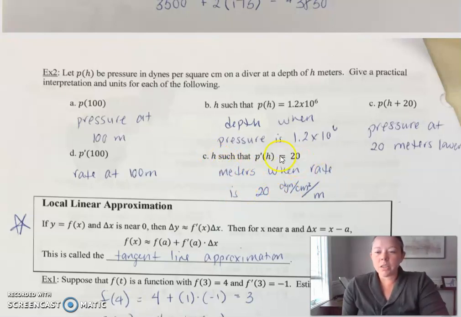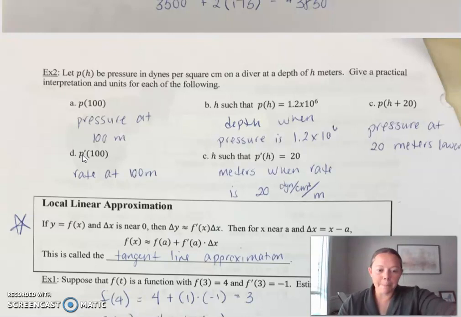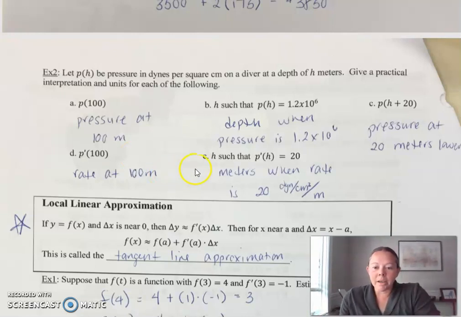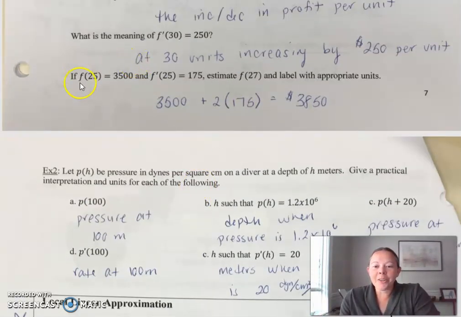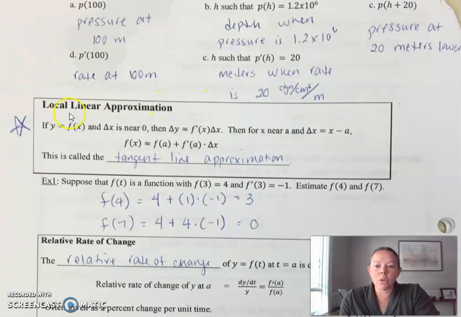So just understanding the new notation, getting used to this whole P prime, F prime stuff. Okay. All right, so I called this the tangent line approximation. It can also be called the local linear approximation or linear approximation. I don't ever say the word local. So linear approximation or tangent line approximation. That's what I think we call it in Calc AB.